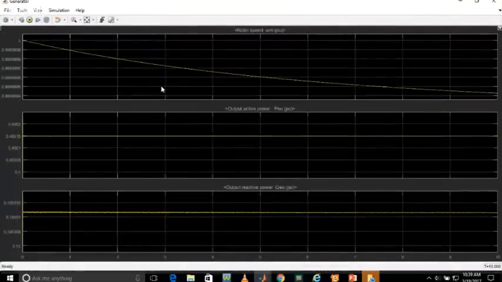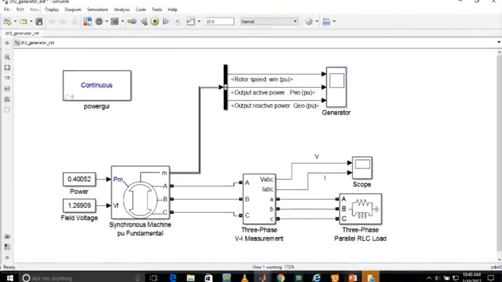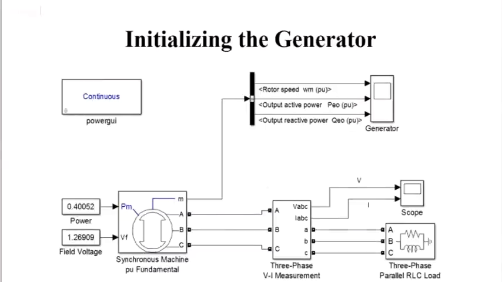So this is what is coming. The rotor speed is decreasing with respect to time, and the active and reactive power are constant up to the requirement. Because the megawatt rating was 40, right? And that is 0.15. So it's giving that much, but it is giving in per unit. So 0.4 and 0.15 it's giving. So we have seen how to initialize our generator system.